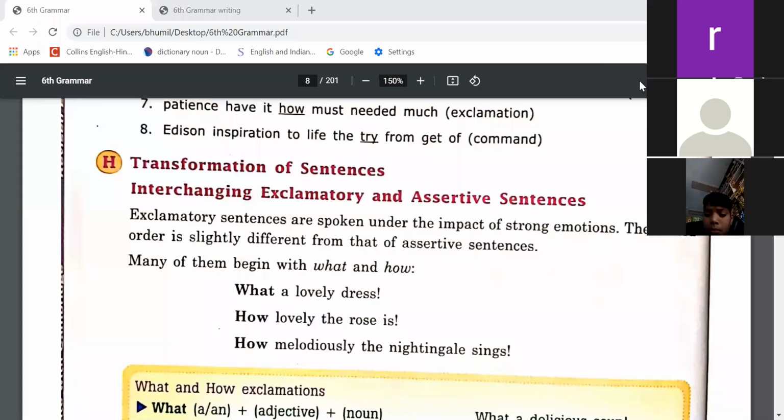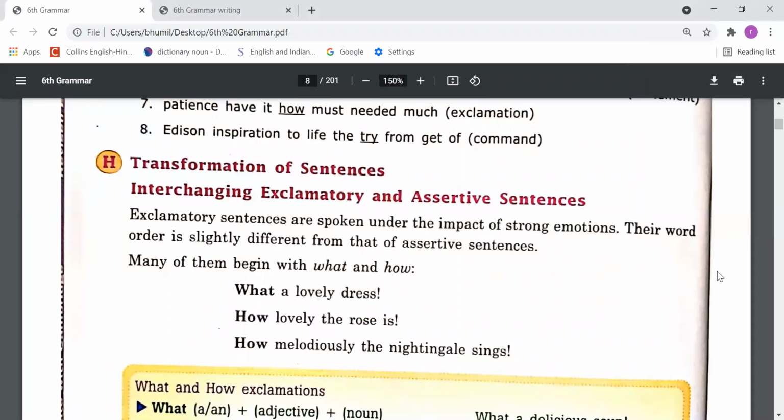Please keep pencil and eraser with you. Okay. So in our previous class, we studied what is a sentence and what is a phrase. Then we studied how many types of sentences there are. Four types of sentences are there: assertive, imperative, interrogative, exclamatory. And now we are going to study transformation of sentences. Okay, so let's start.